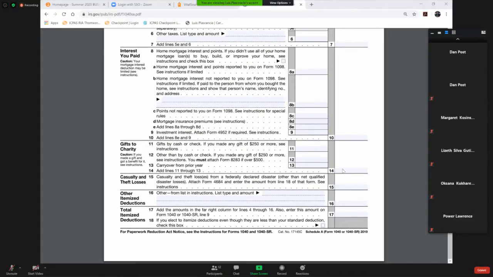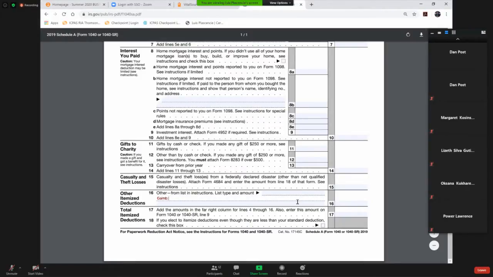Casualty and theft losses, again, that's limited. Over here, other itemized deductions. What's the only thing that we can possibly put here? What do you think? Gambling losses, right? Right now, gambling losses, but it's limited to income, right? Losses limited to income. So that's your Schedule A.